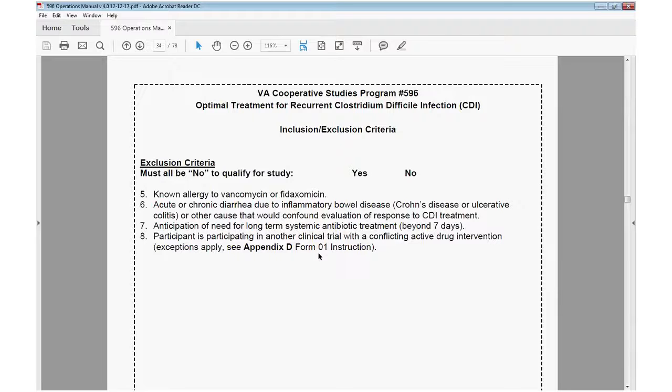Known allergy to vancomycin or fidaxomicin. If you do see this, it has led to complications. We have seen circumstances when a patient has listed on CPRS an allergy to vancomycin, but it turned out to be a condition called red man syndrome, which is something that happens due to IVs, having a rash on there.